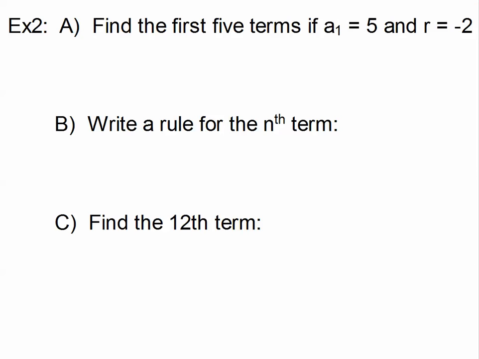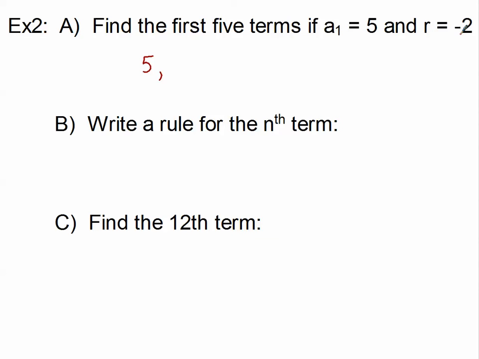Let's look at example 2. Instead of giving you the sequence, I'm going to give you some parts of it. It says, find the first 5 terms if a sub 1 is 5 and r is negative 2. Well, a sub 1 always represents our first term, so we must be talking about a sequence that starts with 5. If r is negative 2, now I know that we're talking about a geometric sequence. r is something that we're multiplying to get from term to term.